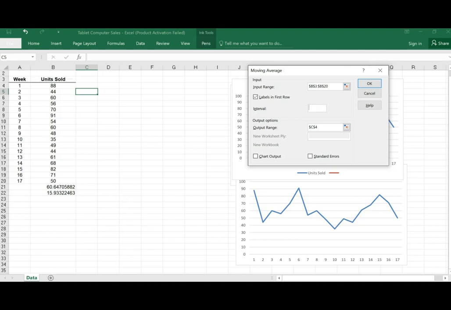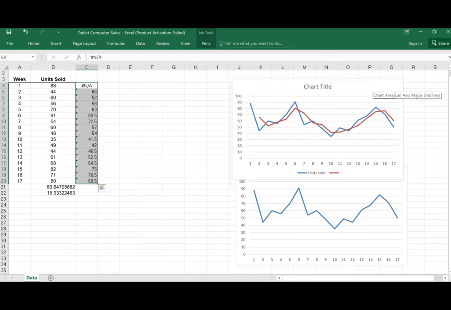One more thing I have to do, the interval. What we were doing was a 2-week moving average. The interval option in this dialog box is asking how many time periods you want to include. Today's and last week's, so that's a 2-week moving average. I enter a 2, and boom. Same data as before, right? Notice that the picture we had looks identical.